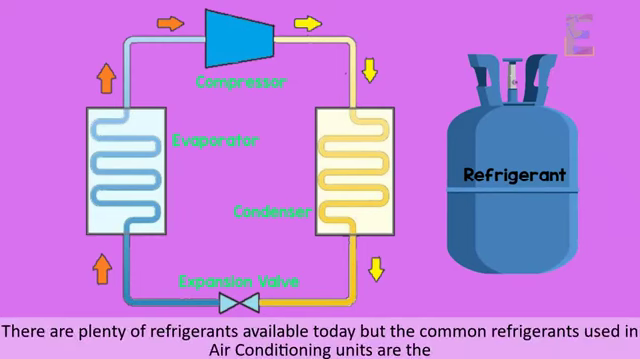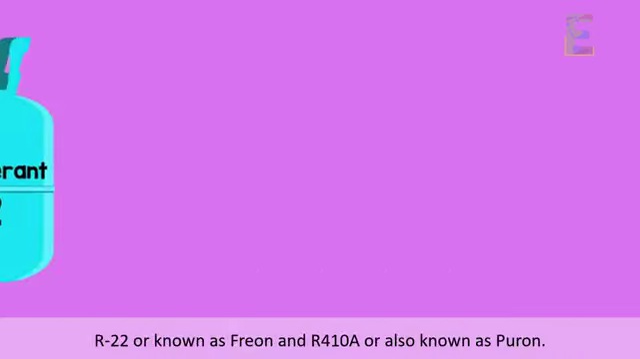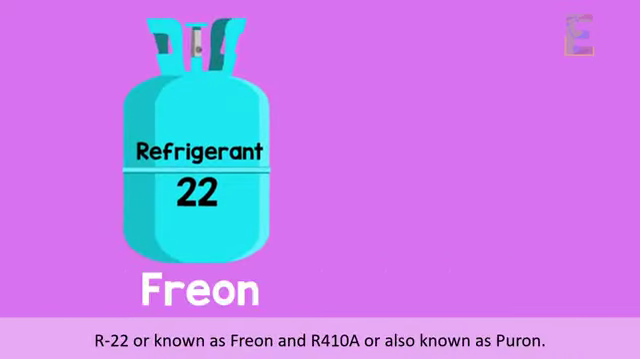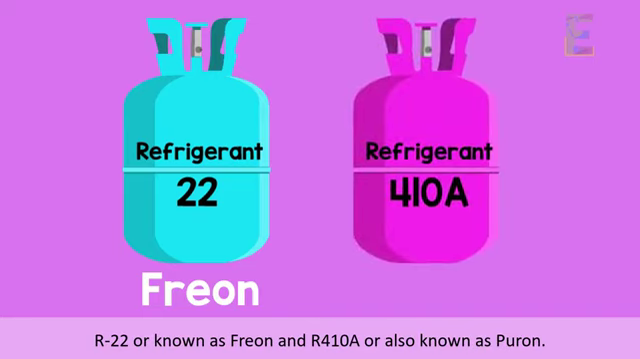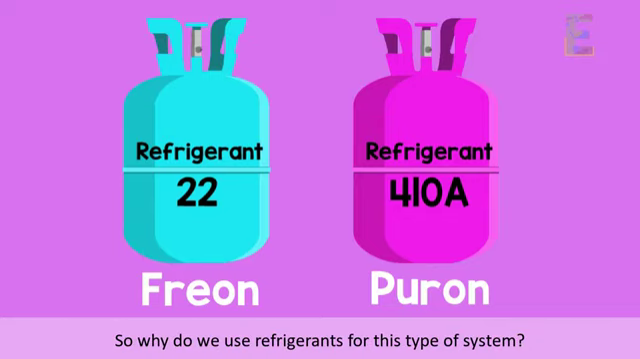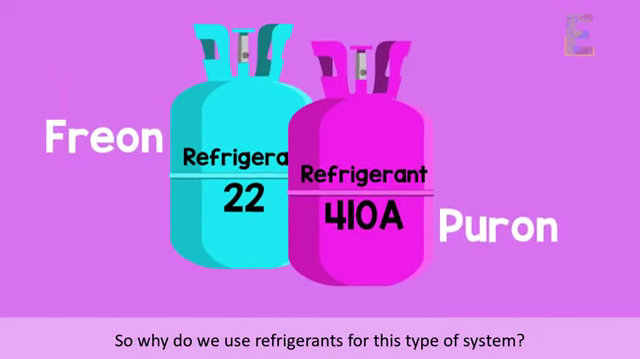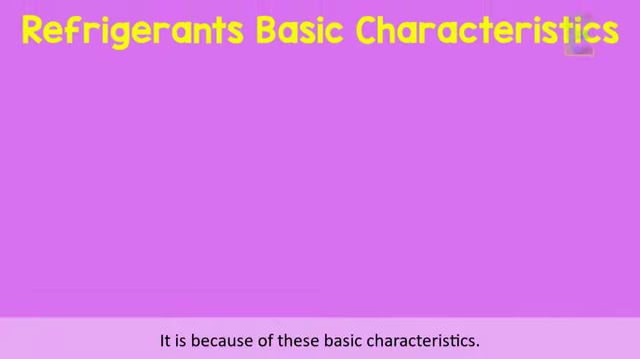There are plenty of refrigerants available today, but the common refrigerants used in air conditioning units are the R22, also known as Freon, and R410A, also known as Puron. So why do we use refrigerants for this type of system? It is because of these basic characteristics.